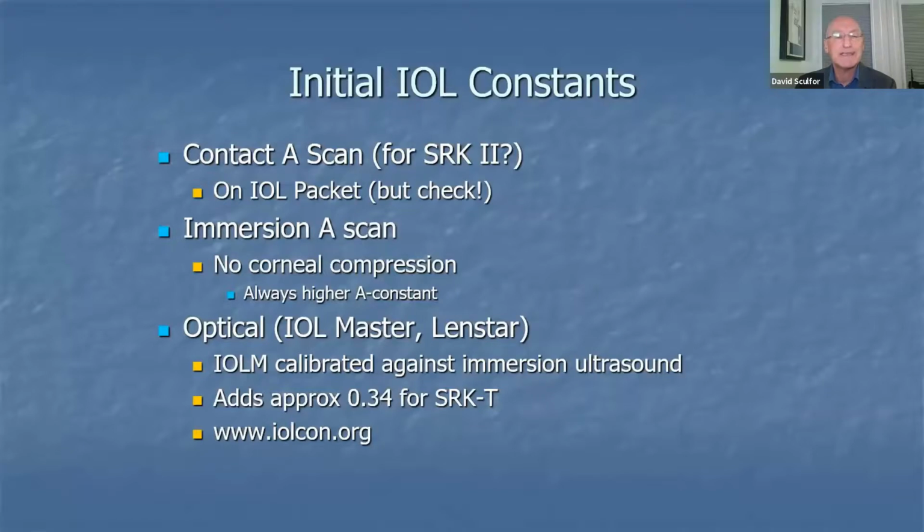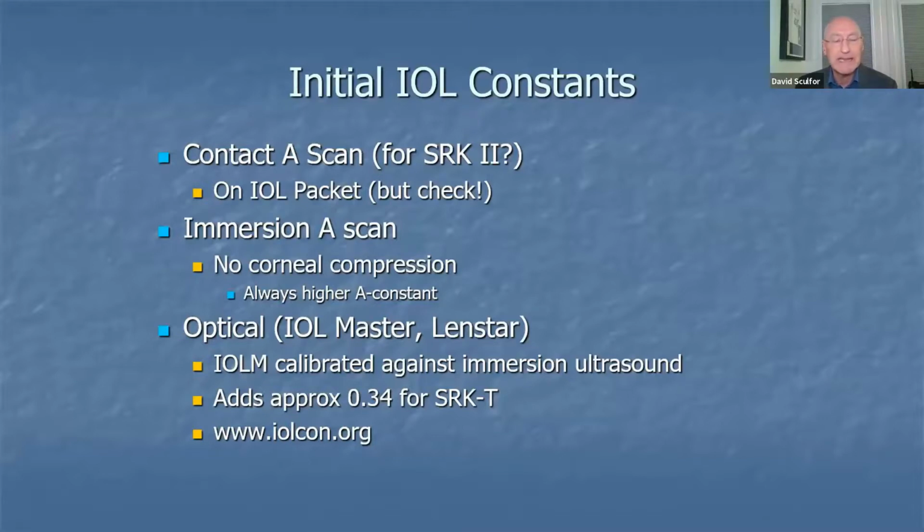If you're doing immersion A scan, you've got no corneal compression, so your A constant will be higher, typically about 0.3, 0.4 higher for the SRK/T formula. And if you're doing optical biometry, again your A constant will be higher. That's because the IOL Master was actually calibrated against immersion ultrasound, and therefore you would expect it to be higher.